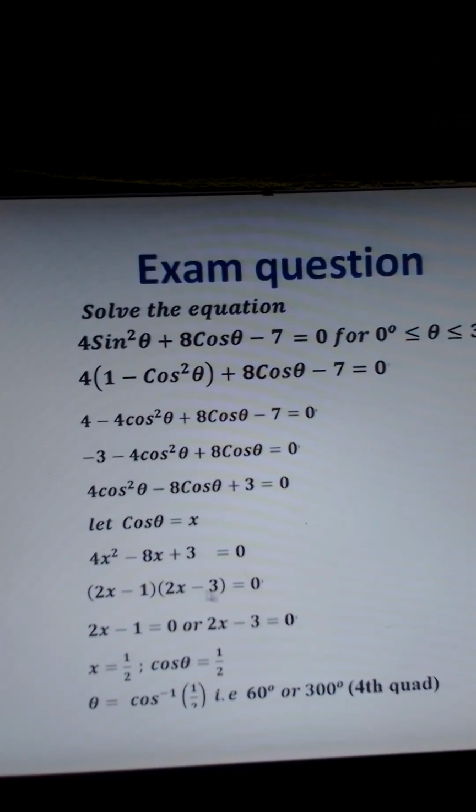Now we shall not use 3 over 2 here because the cosine of an angle cannot exceed 1. So we shall use x is equal to a half. That means cos theta is equal to 1 over 2. Now to find theta, the angle, we find the cos inverse of 1 over 2, or the angle whose cosine is 1 over 2. So that angle is either 60 degrees in the first quadrant or 300 degrees in the fourth quadrant. That is the end.